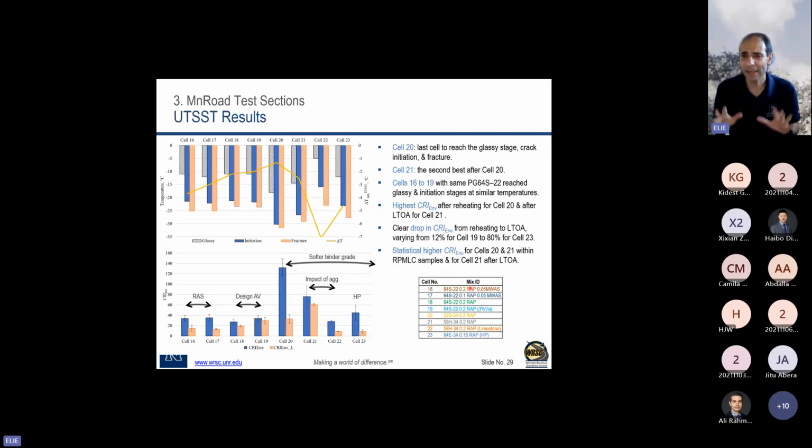So again, these are our results. I don't expect you to grasp everything. Just focus on the bigger picture. Starting at the top, those different error bars are the temperatures for those different mixtures when we identify the glassy region, crack initiation, fracture, and the delta T, which is the difference between initiation and fracture. What I want you to look at generally is that there's a variation, right? We see some changes, and also a change between the crack initiation and the fracture, experienced with that delta T, that yellow line over here.